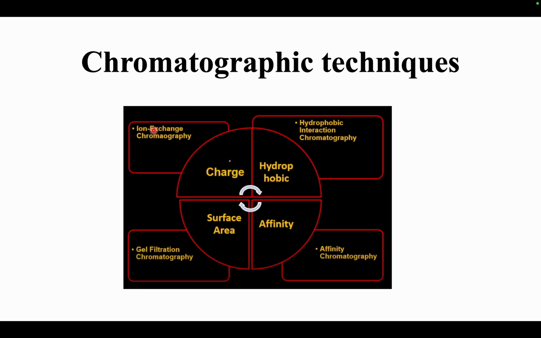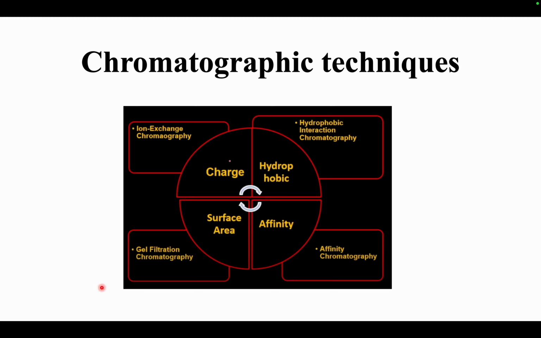Depending upon our protein or enzyme of interest, if our enzyme has a positive or a negative charge, we might prefer to use ion exchange chromatography. Or if we know that our protein has hydrophobic patches, or a huge hydrophobic region situated inside the protein, we could use hydrophobic interaction chromatography. Then we have affinity chromatography, which is very specific and used widely, and it has higher efficiency also.